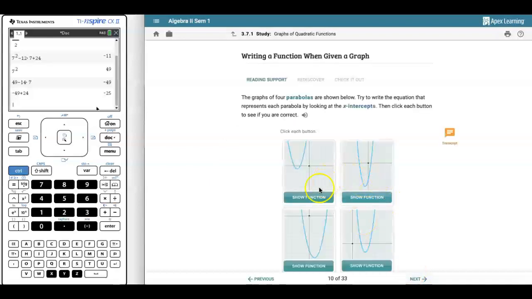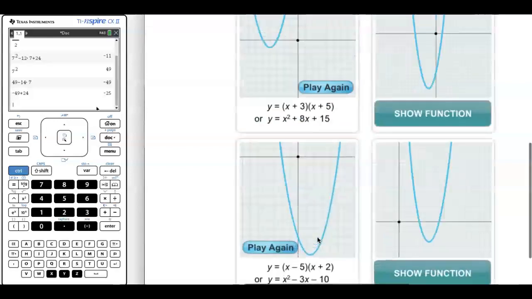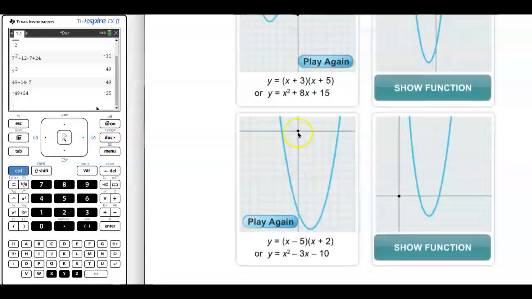All right, now here are 4 graphs of different parabolas. And if you click on these, you can see the different functions. So basically, if we zoom in, and let's zoom in on this one here. If we zoom in here, we've got a coordinate at -2, 0. So it's x equals -2. But again, we've got to flip the sign. So that now becomes x plus 2.